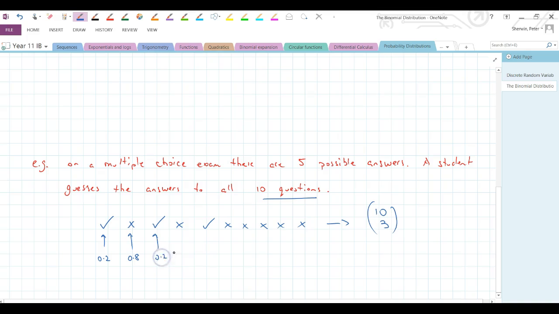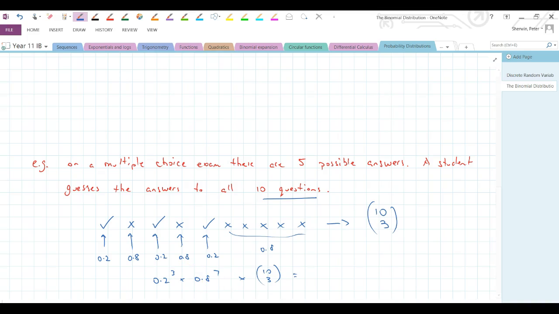This one here is 0.2. Getting it wrong is 0.8. This one here is 0.2, and these are all going to be 0.8s. So what we've got here is 0.2 cubed times 0.8 to the power of, well, there's 7 left, isn't there? So that's the probability of getting 3 right and 7 wrong. Okay, but there are 10 C3 ways that can happen. So if we multiply 0.2 cubed by 0.8 to the 7 by 10 C3, we will have the probability of this student getting exactly 3 questions correct.